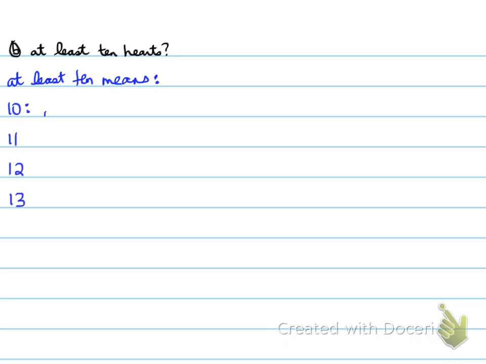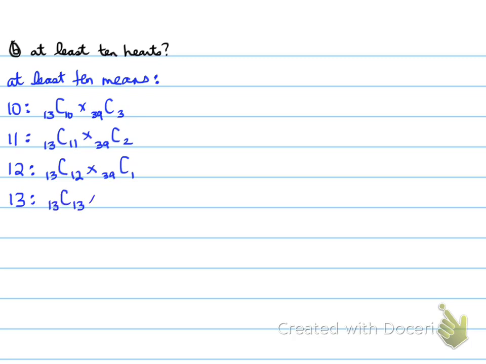All right, moving forwards. Part B, finding the ways to have at least 10 hearts. Well, at least 10 hearts means you need to have 10 hearts, 11 hearts, 12 hearts, or 13. If it's 10 hearts, it's 13 choose 10, times 39 choose 3. 11 is 13 choose 11, times 39 choose 2. 12 means 13 choose 12, times 39 choose 1. And 13 is 13 choose 13, times 39 choose 0.